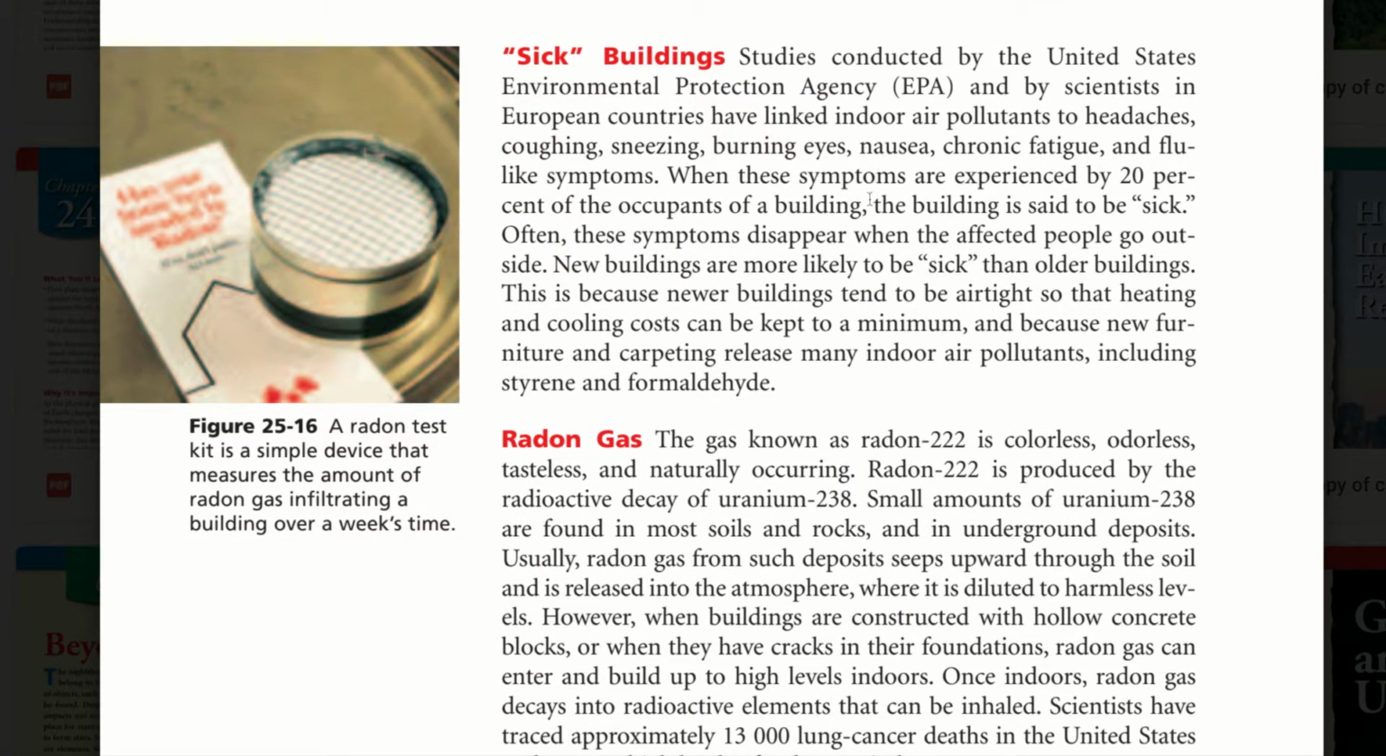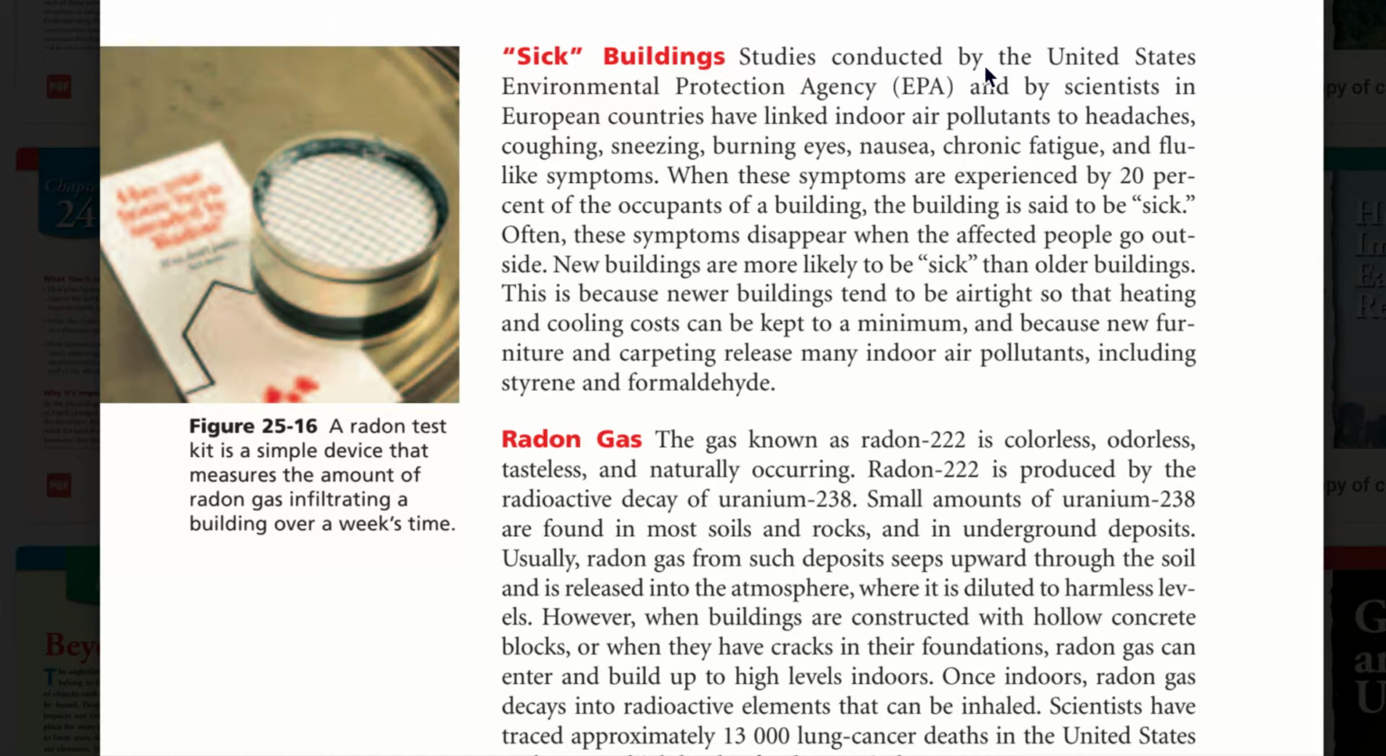Sick buildings. Studies conducted by the United States Environmental Protection Agency and by scientists in European countries have linked indoor air pollutants to headaches, coughing, sneezing, burning eyes, nausea, chronic fatigue, and flu-like symptoms. When these symptoms are experienced by 20% of the occupants, the building is said to be sick. Often these symptoms disappear when the affected people go outside. New buildings are more likely to be sick than older buildings.